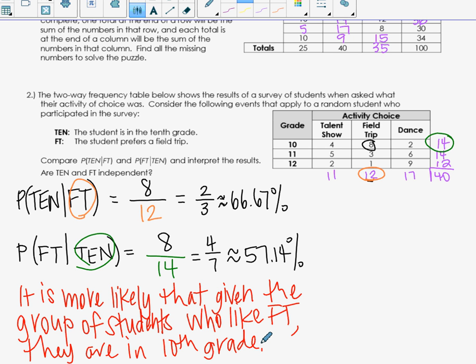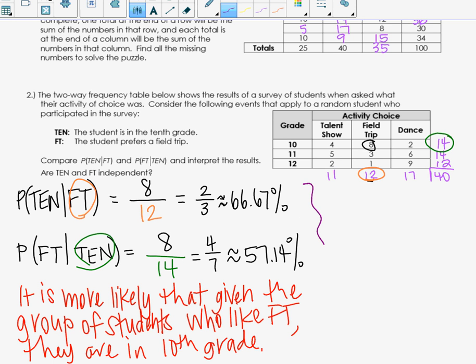So this is, I'm sorry, this is saying if I had the group of students who liked field trips, I would have a higher probability of getting a student who's also in 10th grade. Rather than if I had the student or the group of 10th graders, I would have a lower probability of picking somebody who liked field trips.